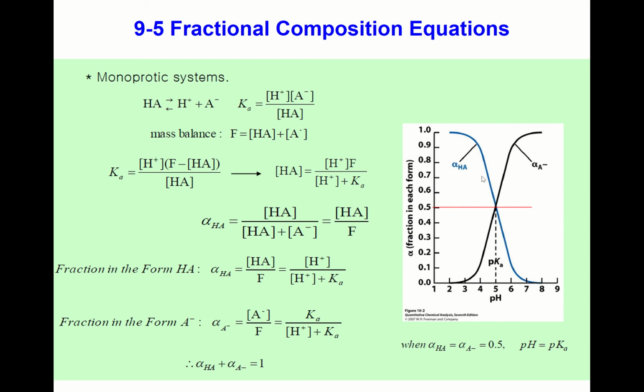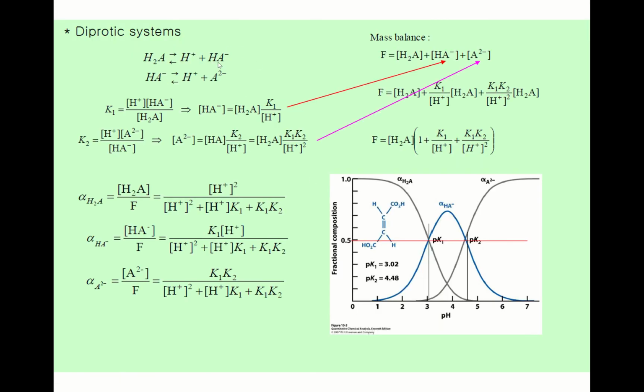Here in this case, this is the curve. At a very acidic condition, HA is the major species. If you increase the solution pH, the HA form decreases rapidly. In the meantime, the A minus form increases. They are quite symmetric. At any pH, let's say at pH 4, if you add this value and this value, it is all the time 1.